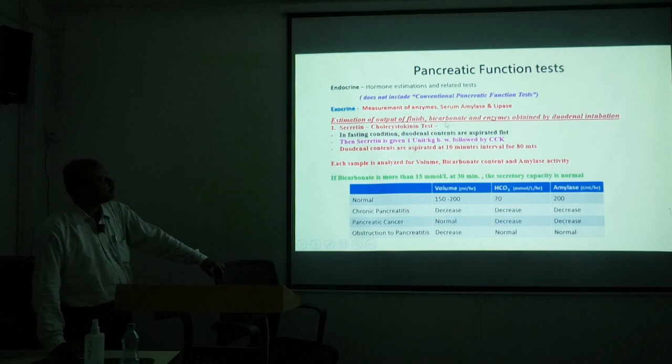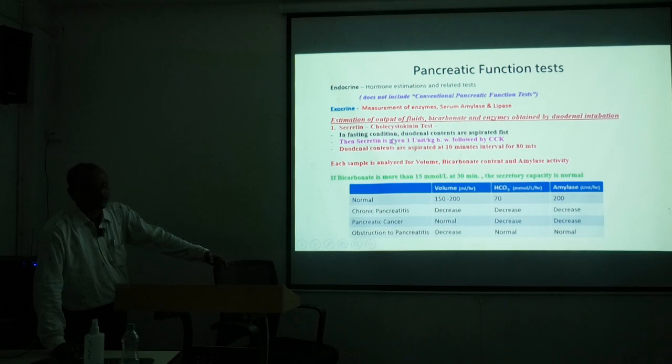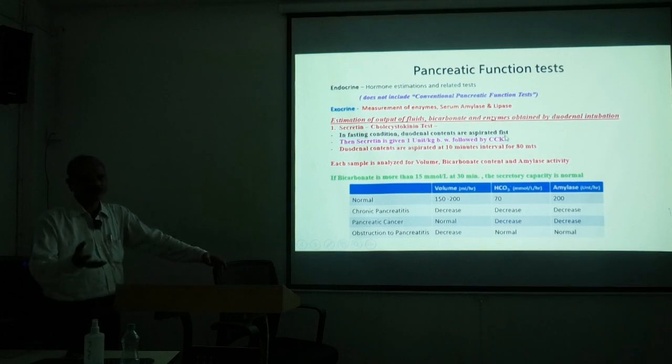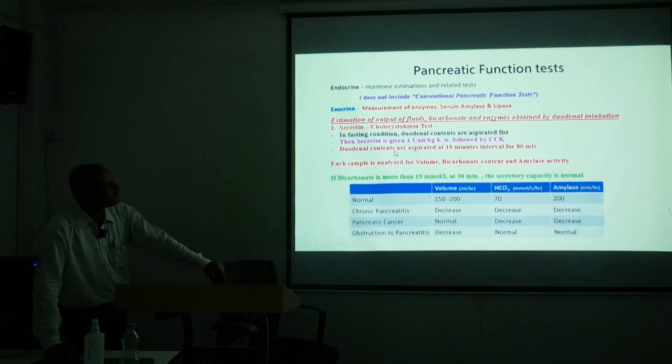And estimation of output of fluids, bicarbonate and enzymes by duodenal intubation, as I have already told. The secretin cholecystokinin test, this I told, basics. In the picture I told that in the fasting condition, duodenal contents are aspirated. So you must know what the baseline duodenal content is, because after stimulation you won't know. Then secretin is given 1 unit per kg body weight, followed by CCK. The duodenal contents are aspirated at 10-minute intervals for 80 minutes.